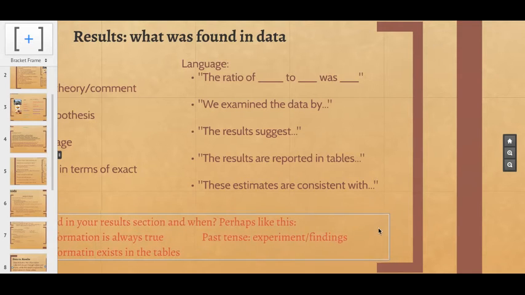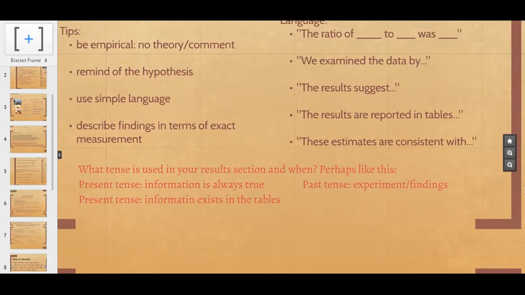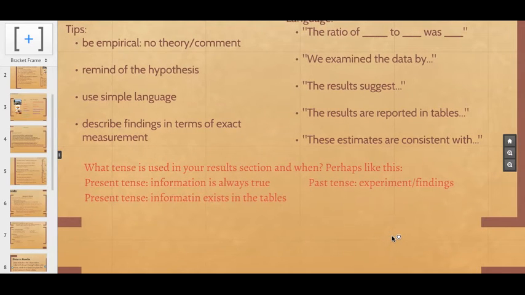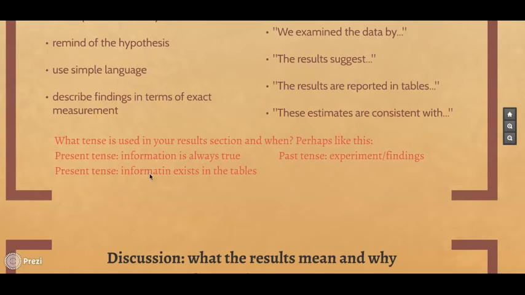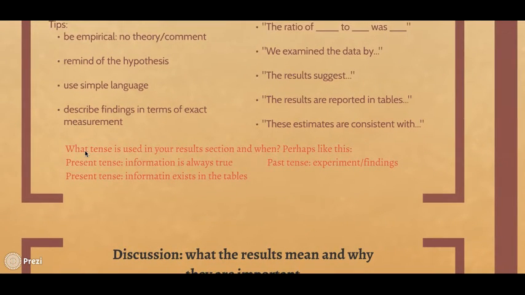Again, you need to use very empirical language, very factual, no subjectivity in this results section. You're just explaining the data. So I want you to look at the results sections in your articles and answer these questions. What tense is used in your results section and when?